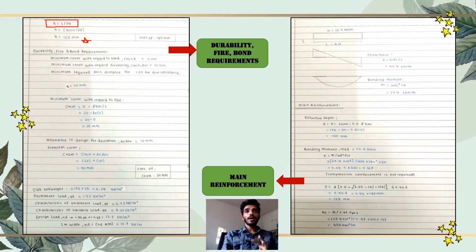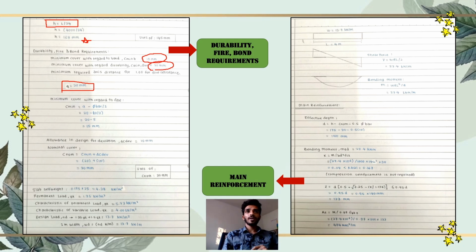And now we have to identify the minimum cover with regard to bond, which is Cmin,b, equal to 10 millimeters as stated in the drawing. The specifications also explain the minimum cover with regard to durability, which is Cmin,dur, equal to 20 millimeters. Next, the minimum required axis distance for 1 hour of fire resistance is a equals 20 millimeters as given. Even if it is not given, we are also able to calculate the actual value that we would get for a.